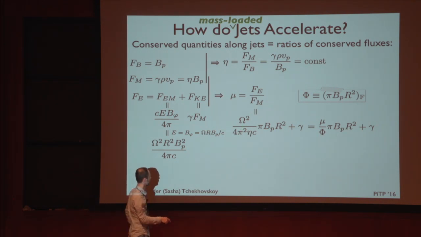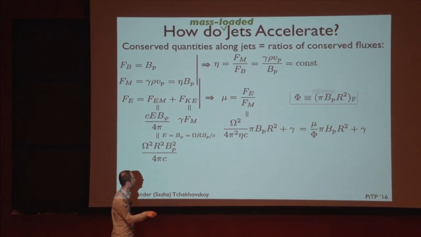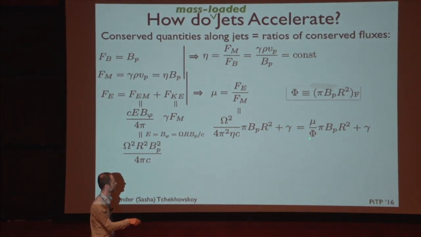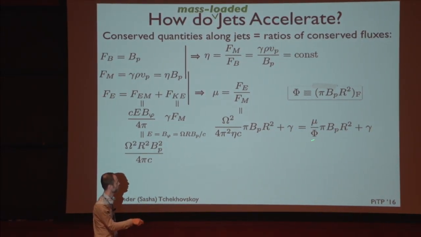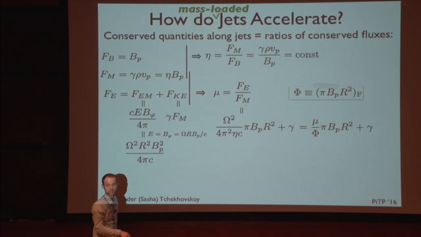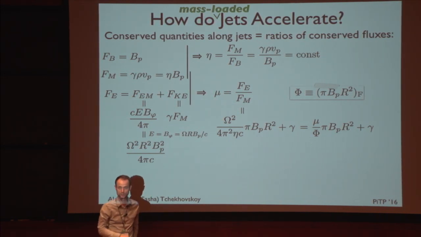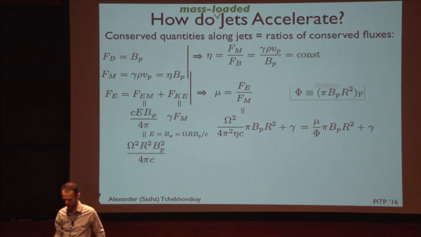You can see this by going to the very base of the jet. There, the magnetic field is uniform, so this is the magnetic flux. And you know that the Lorentz factor is essentially zero compared to everything else. So this entire term should be equal to mu times 1. Because this is the magnetic flux, and that's the magnetic flux, these two go away. So we know that mu is equal to this. And this works at every radius, even though we derived it at the base.